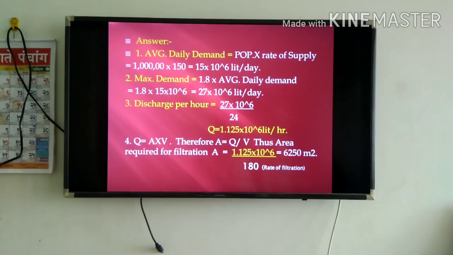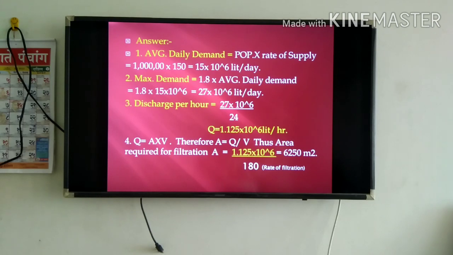Solution. First, we have to find out the average daily demand. As we know, population multiplied by rate of supply gives the average daily demand. Our population is 1 lakh and rate of supply is 150. Therefore, 1 lakh into 150 is equal to 15 into 10 raised to 6 liter per day. This is our step number 1.